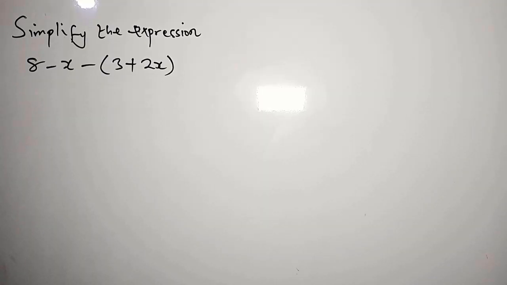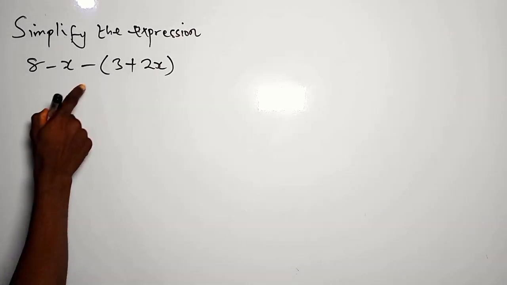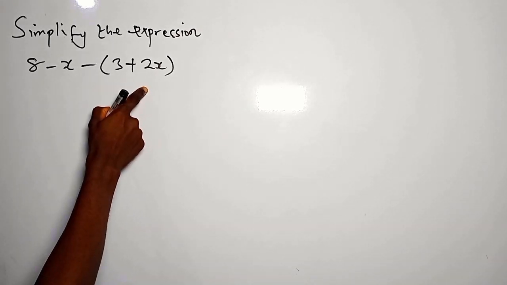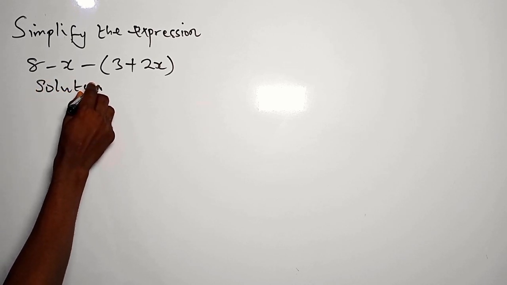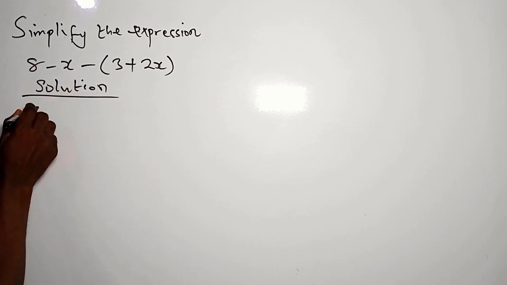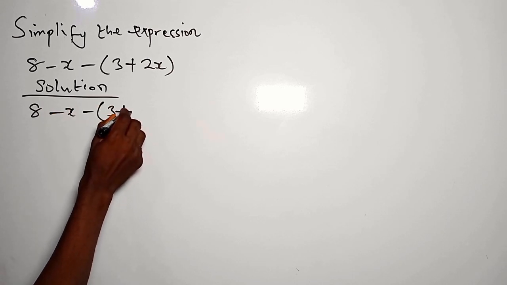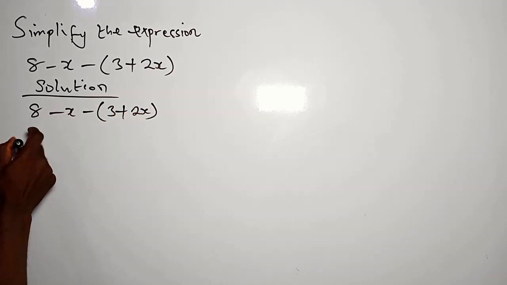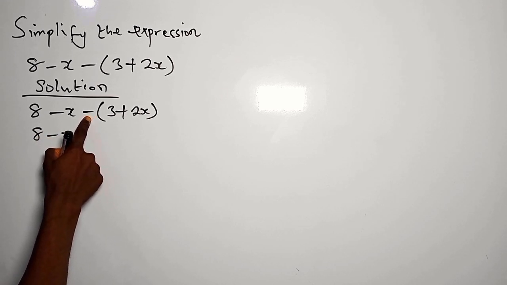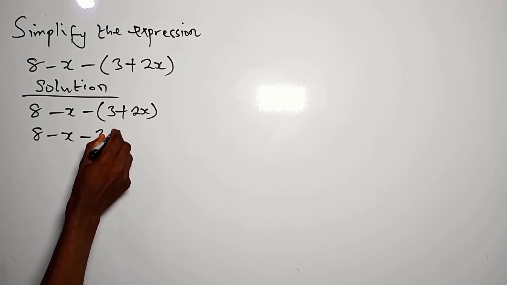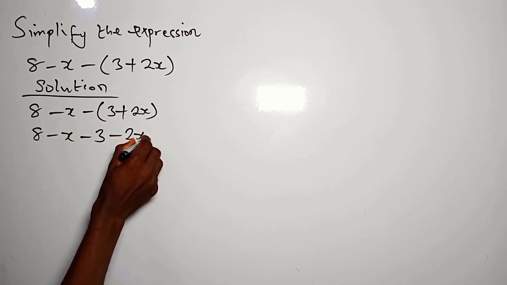The question says simplify the expression 8 minus x minus (3 plus 2x). How do we do this solution? From this expression we have 8 minus x minus (3 plus 2x). Here we assume we have minus 1, so minus 1 times 3 is minus 3. Minus times plus is minus, and minus 1 times 2x is minus 2x.